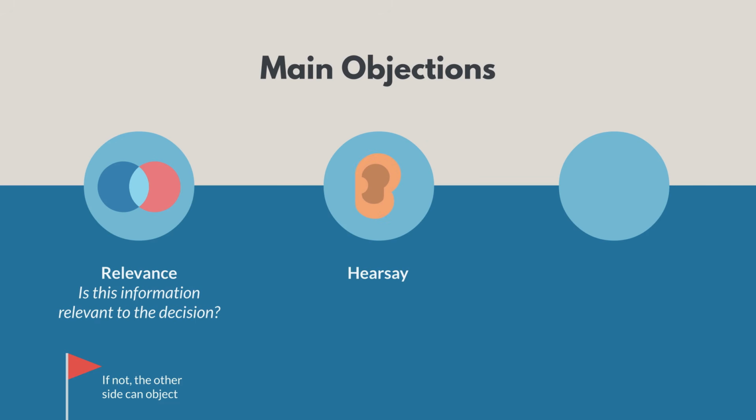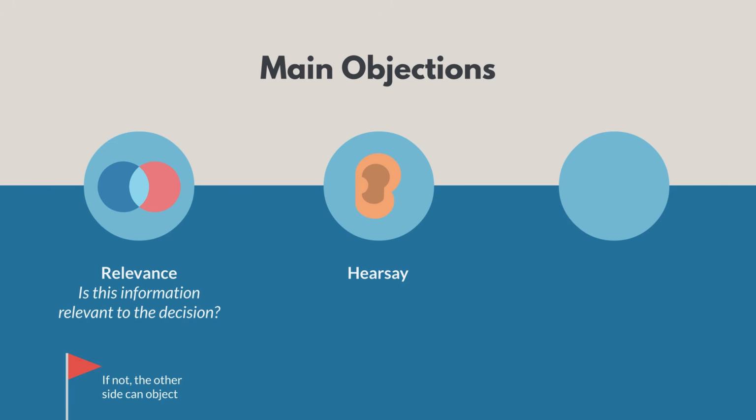Another big objection would be hearsay. Hearsay is a really complicated, complex rule, so I'll just give you a quick summary of what it is. If I'm a witness in a case, remember a few moments ago I said I have to have personal knowledge of what I'm testifying about. So I was an eyewitness, I saw this car accident or whatever it is.